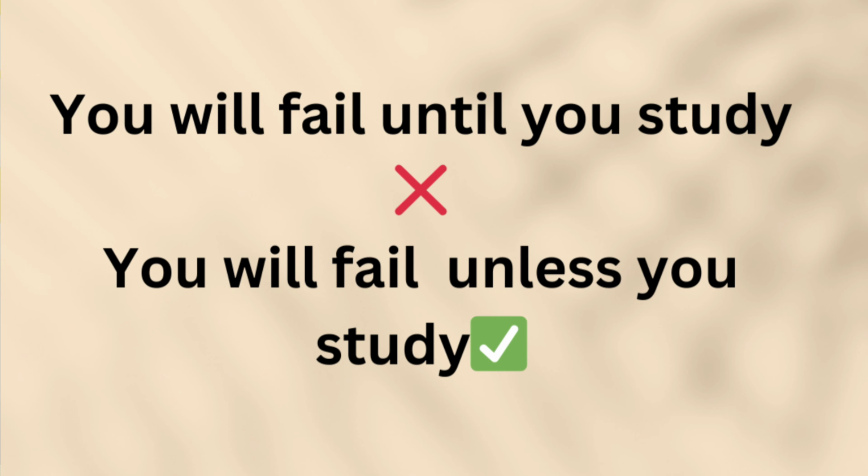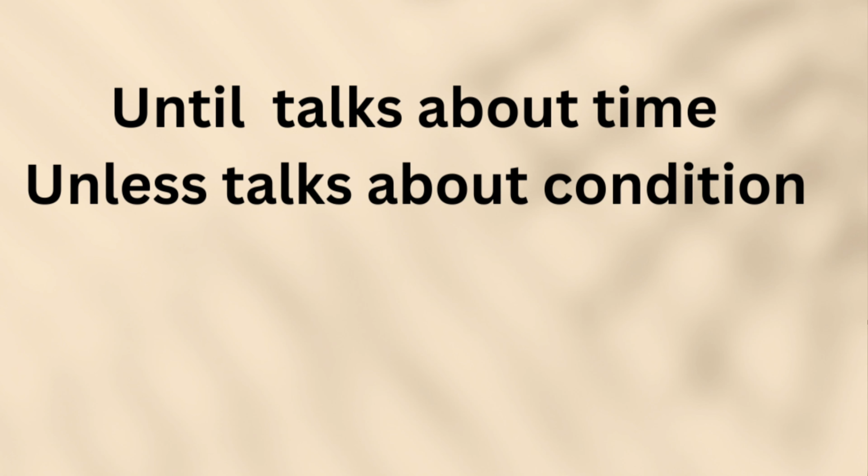One more very common mistake that people make is: you will fail until you study. Here it is not about timeline. It is about condition. What is the condition? The condition is studying. So the correct sentence is: you will fail unless you study. You will fail if you don't study. So unless talks about the condition and until talks about the time.